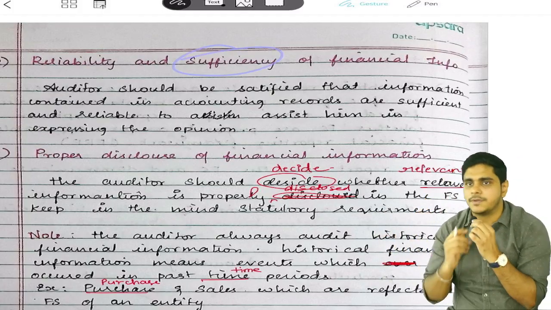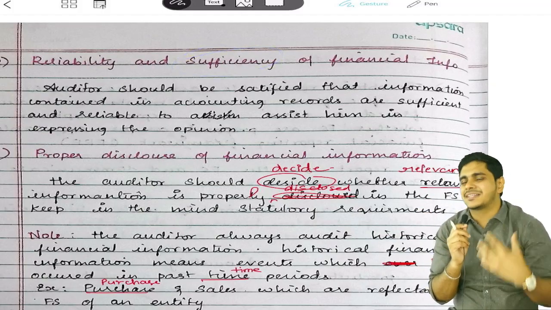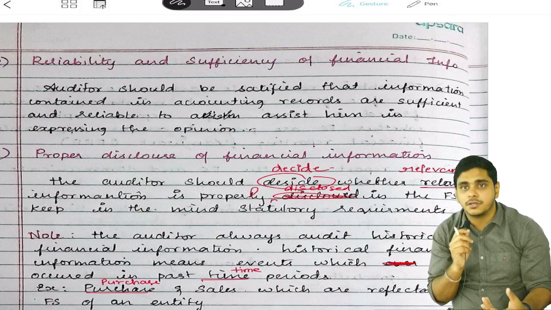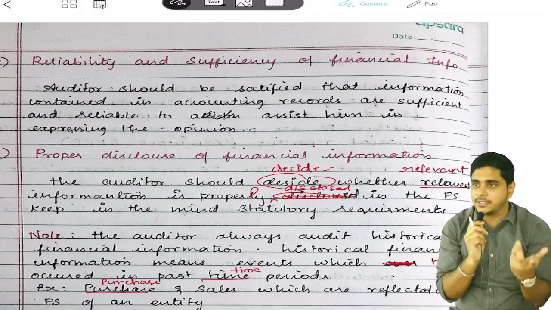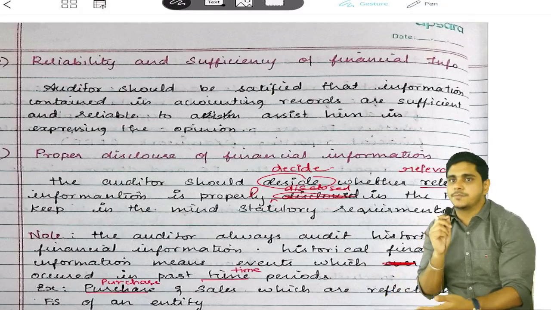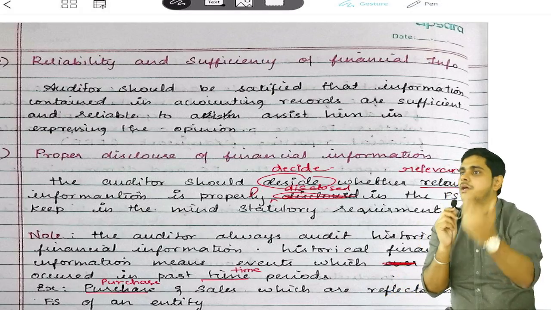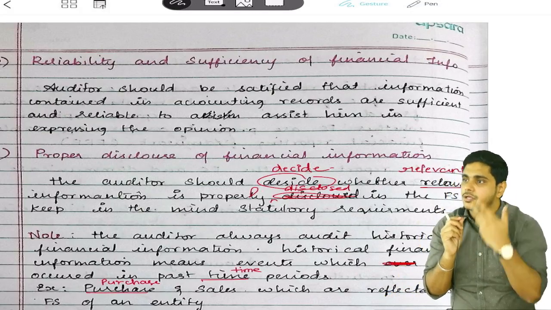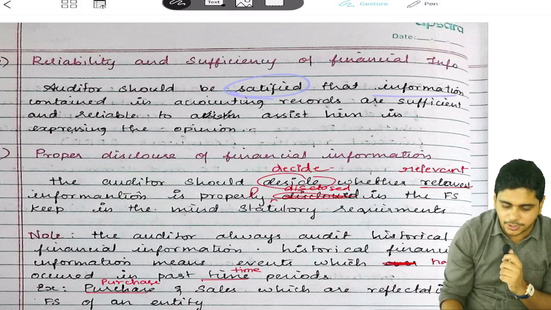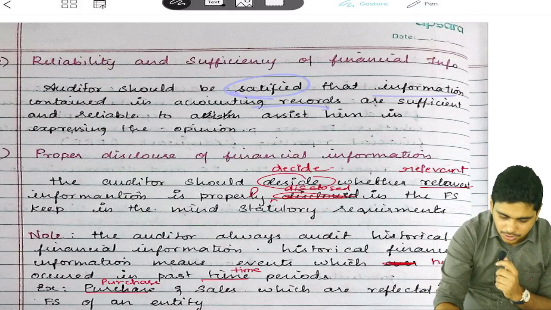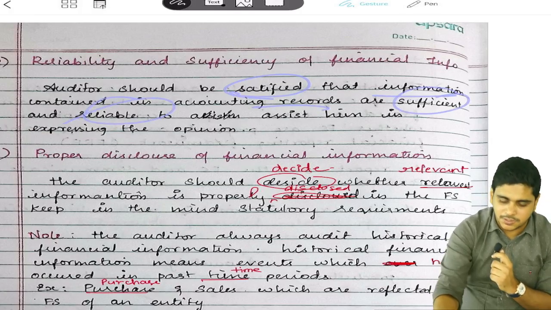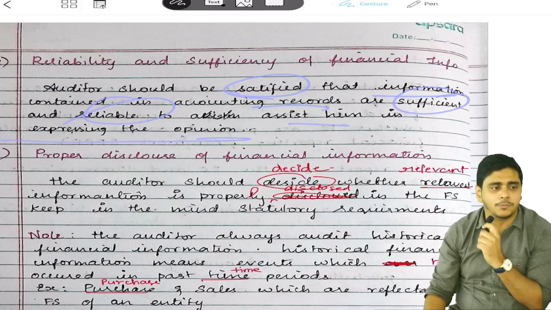Sufficiency means the data is sufficient or not. As an auditor, do we check 100% data? Which data we check? Sample data. Now sample could be anything, 10% also, 30% also. What data is sufficient? It is basically the auditor's heart that will say. Heart means judgment of the auditor. So it says auditor should be satisfied that the information contained in accounting records is sufficient and reliable to assist him in expressing the opinion.